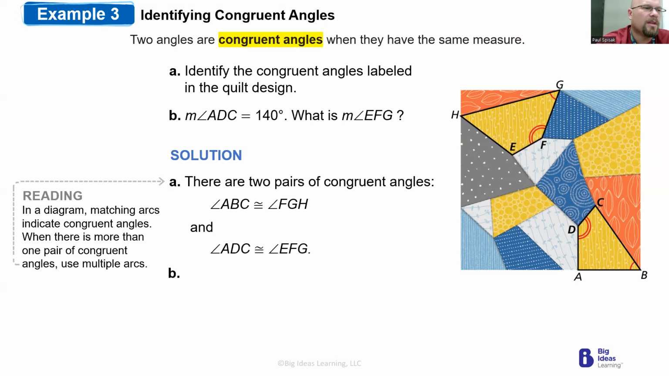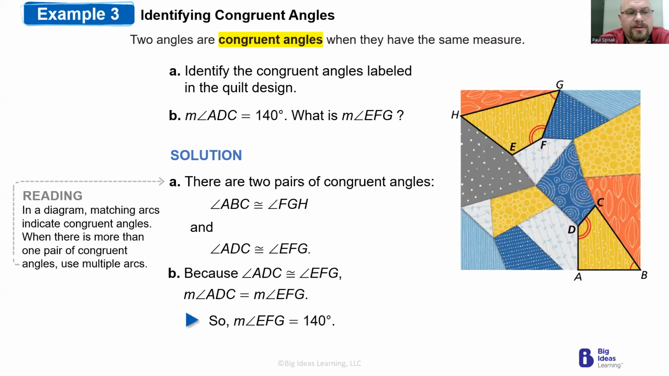For part B, measure of angle ADC is 140. So since ADC is 140, and we said that ADC is congruent to EFG, then we can solve for EFG because it's the same measure. Again, congruent angles have equal measures. So that is also 140.